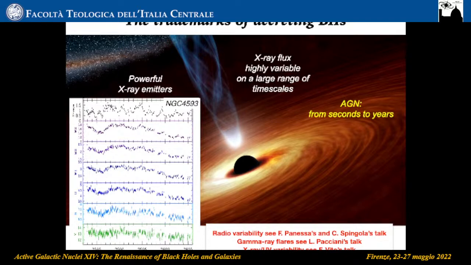But what we observe is that the most rapid variations are seen in the X-ray band, because this emission comes from the most compact regions around the black hole. Now, I'm going to focus on X-ray variability, but there will be a bunch of talks later focusing on variability in other wavebands where we see signatures from the jet.